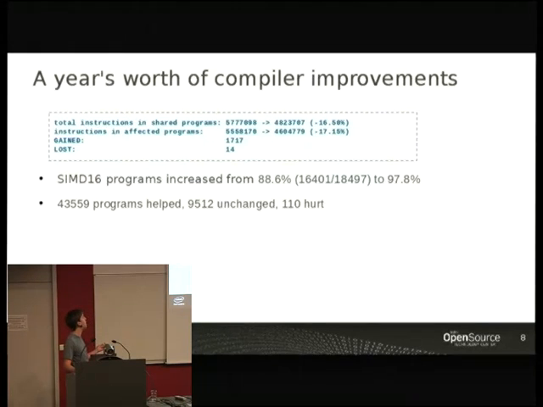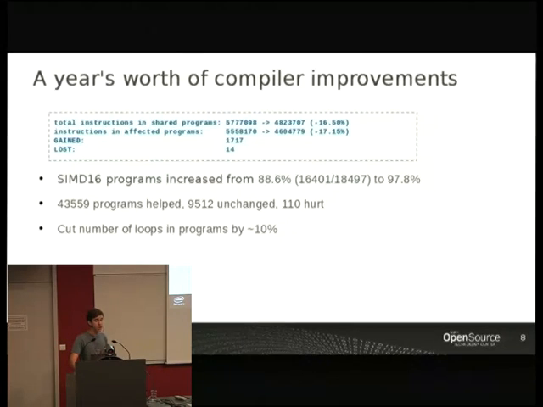So just looking at programs, whether they were helped or hurt or perhaps unchanged, there are almost none that are hurt. And if you look at the results of which ones are hurt, they're never hurt by more than two or three instructions. So a tiny number of programs are hurt, and they're not hurt by much, as compared with, you know, 43,000 programs that were helped.